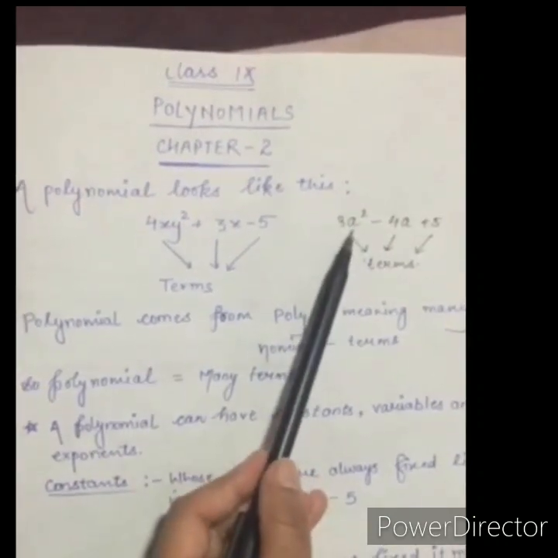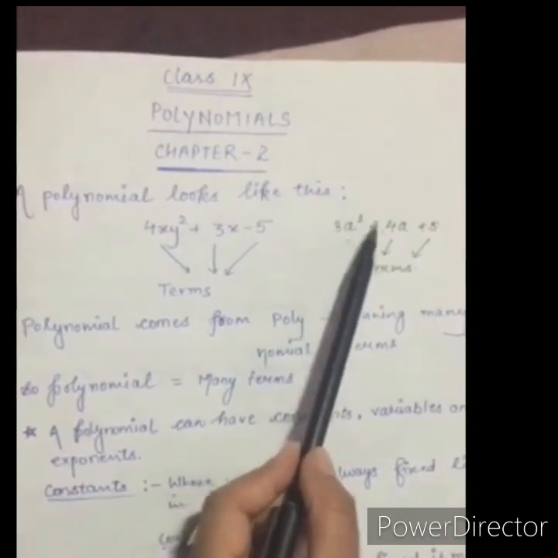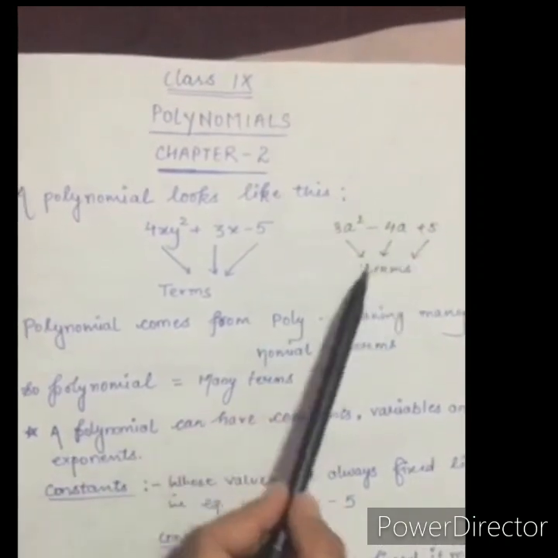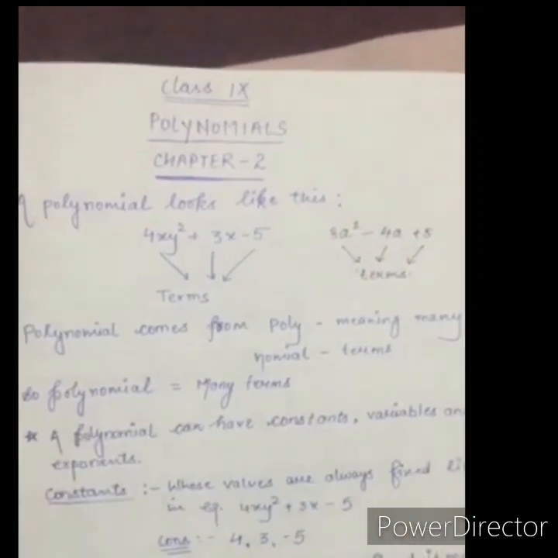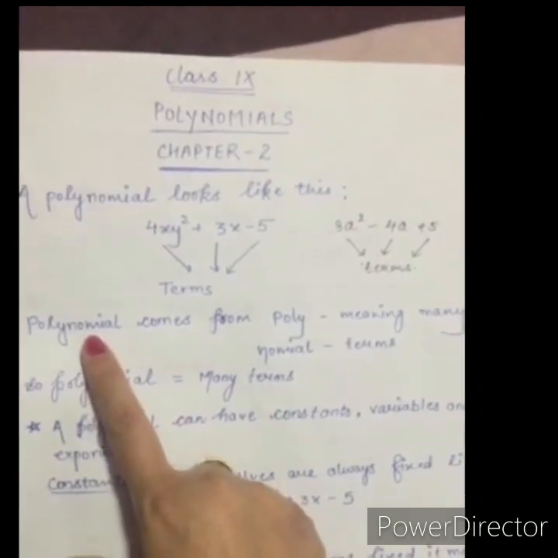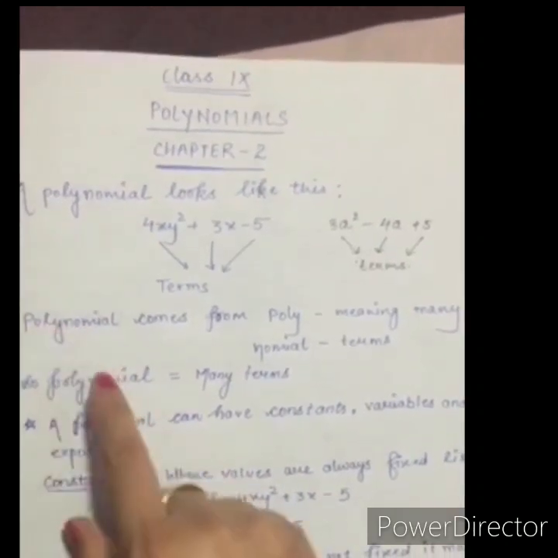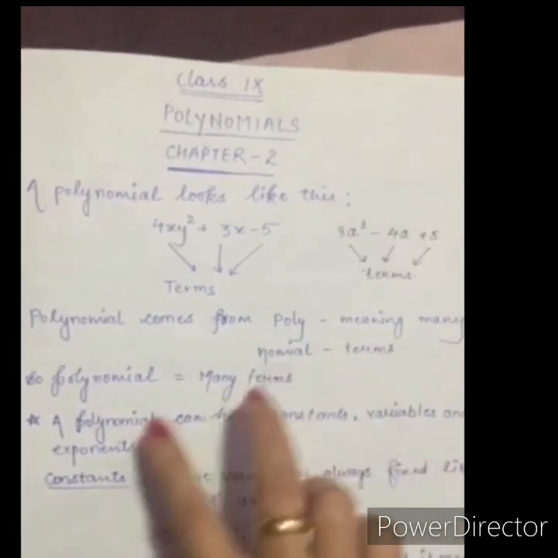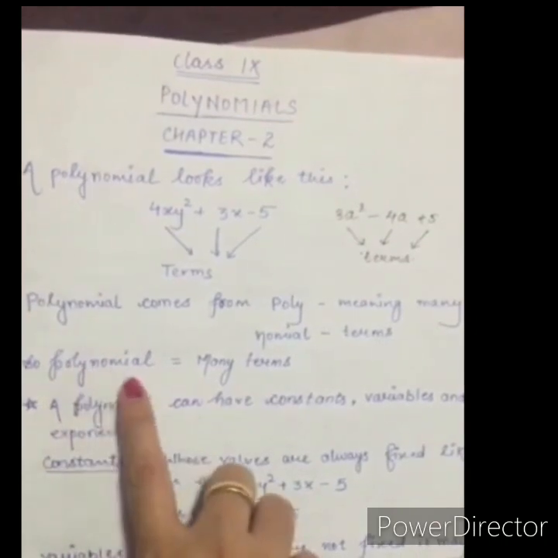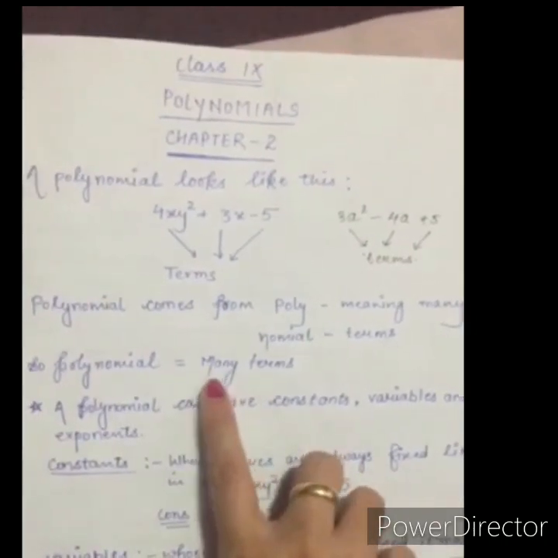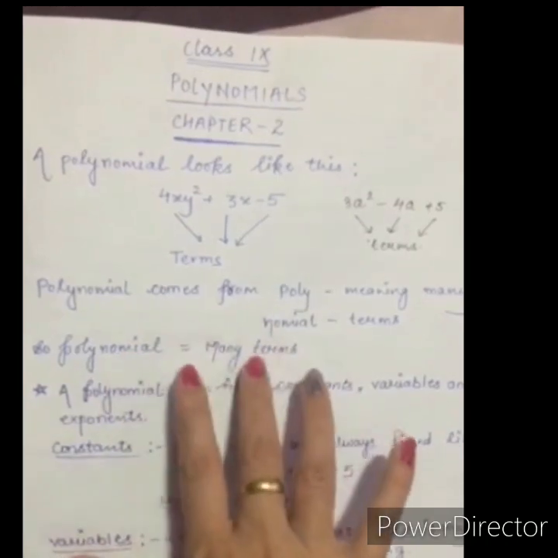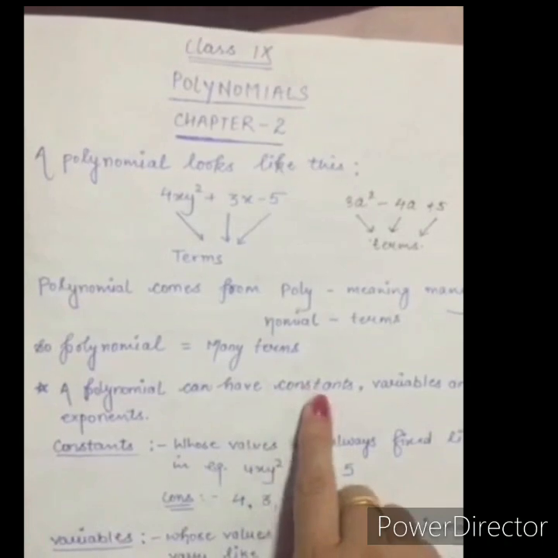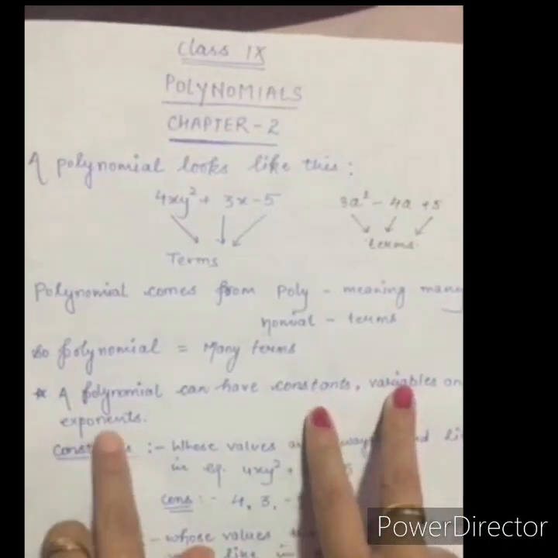Here we have another example too: 3a² - 4a + 5. Here, this and this are known as its terms. Now, if we break the word polynomial into two parts, one is poly and another is nomial. Poly means many and nomial means terms. Altogether, polynomial means as many terms. Now a polynomial can have constants, variables, as well as exponents.